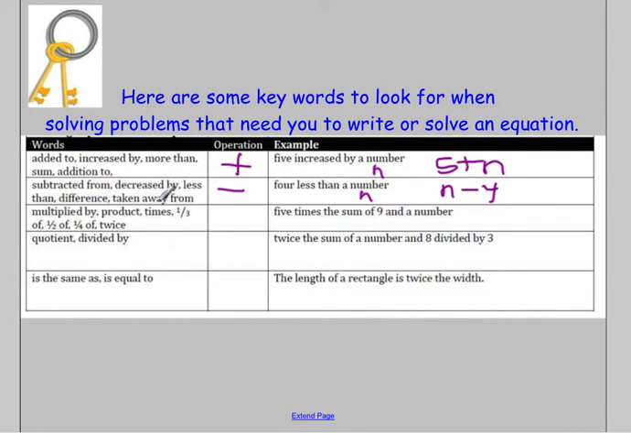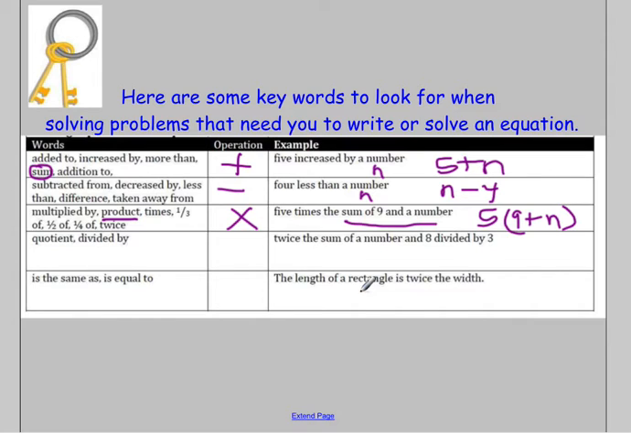The next one, multiplied by, product. It's a keyword, product. Times, 1/3 of, 1/2 of, 1/4 of, twice. That's going to show us multiplication. So the next one says 5 times the sum of 9 and a number. Okay, so let's just take care of this. 5 times the sum of 9 and a number. So sum of 9 and a number. Sum means addition. So it'd be 9 plus a number. And we're taking this number and multiplying it by 5.